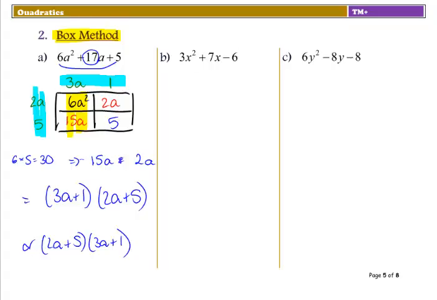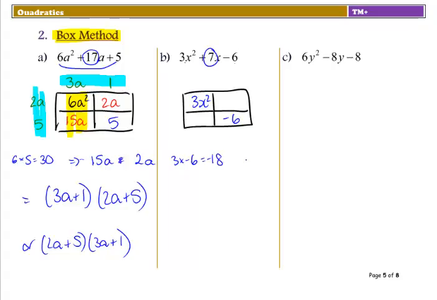Okay, so let's look at another one. Draw the box. Enter in the first term, last term. 3 times negative 6 is negative 18. Two things that multiply to give negative 18, but add to give my 7 in the middle would be 9 and negative 2. So we have 9x and negative 2x.